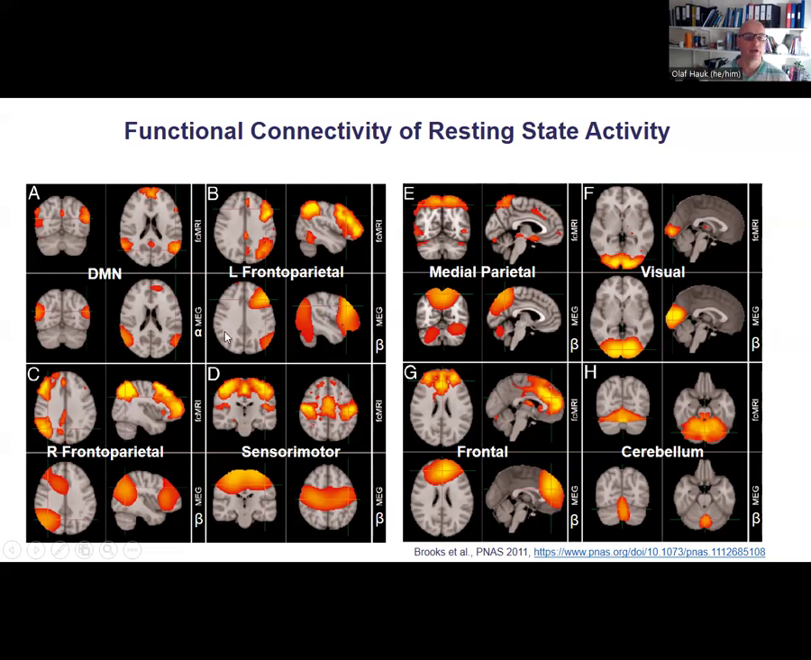For example, here in the alpha range, the network looks similar to the one in the fMRI data. So there's sort of a frontoparietal network, a default mode network, and so on and so forth. So this has really proven to be a very useful approach to functional connectivity for resting state data.